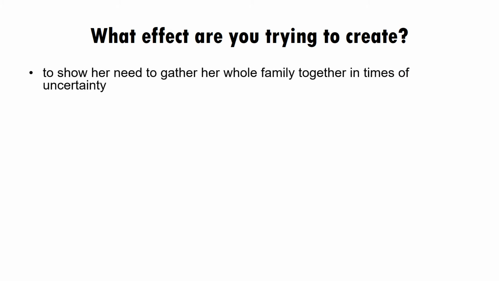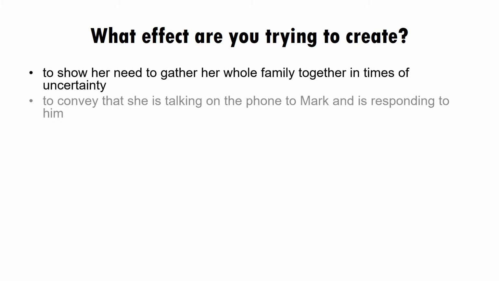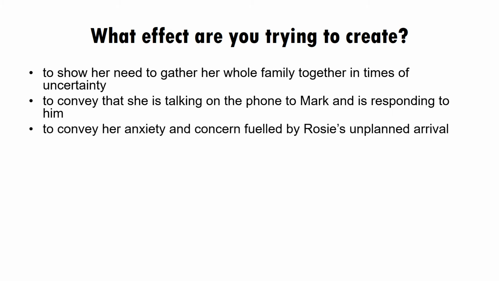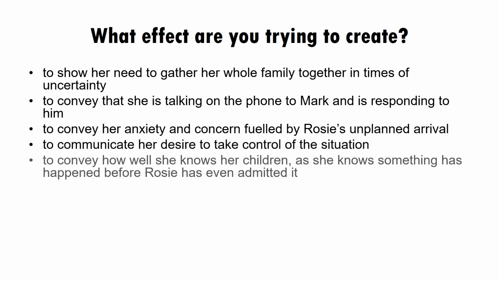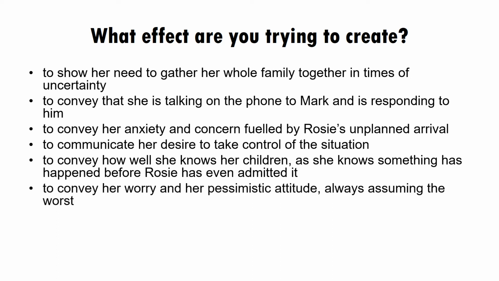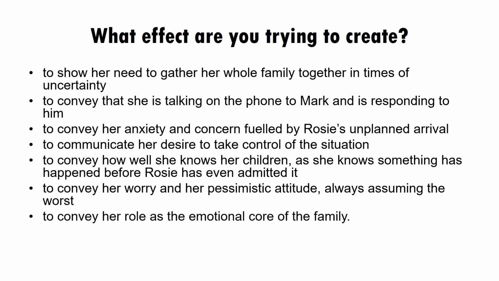So maybe you're trying to show her need to gather her whole family together in times of uncertainty. Perhaps to convey that Fran is talking on the phone to Mark and is responding to him. To convey her anxiety and concern fueled by Rosie's unplanned arrival. To communicate her desire to take control of the situation. To convey how well she knows her children, as she knows something has happened before Rosie has even admitted it. To convey her worry and her pessimistic attitude, always assuming the worst. Or to convey her role as the emotional core of the family.